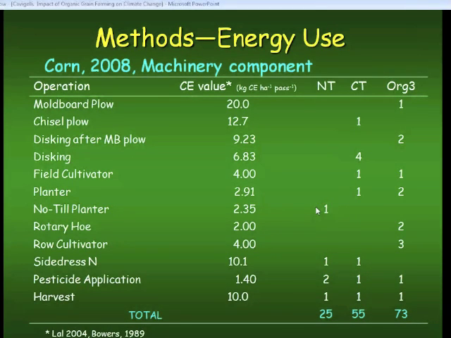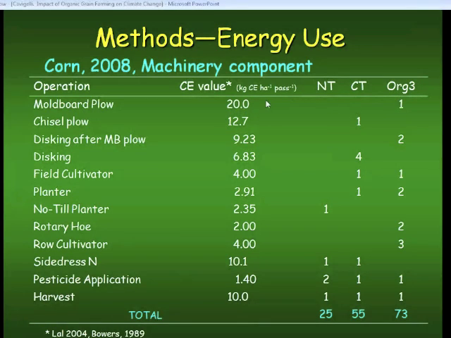To look at our energy consumption, I can't see this on my screen, but down below this line here, there are the citations of where we got the numbers to make these calculations. Essentially, and I'm just showing this for corn for 2008, this is the machinery component of energy use. So we made a list of all the different operations that we use in these systems. And from the literature, we got these values of kilograms carbon equivalents per hectare per pass. So for a moldboard plow, we have a value of 20 as a carbon equivalent value. And we use that piece of equipment once in the organic system.